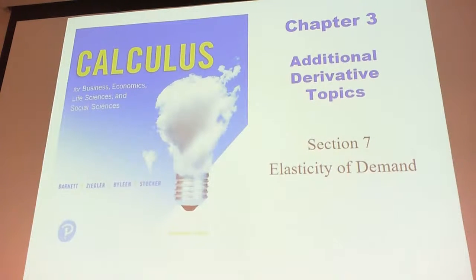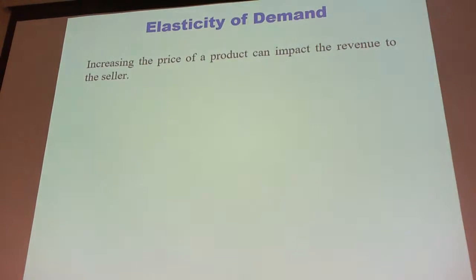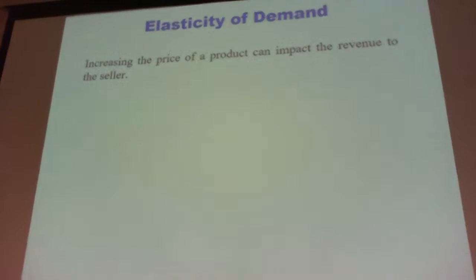All right, so our last section in chapter 3 is elasticity of demand. The first couple of slides are all set up. What is it? How we get the formula? But once we get to the formula, that's what I want to focus mostly on. Okay? So what is elasticity of demand?